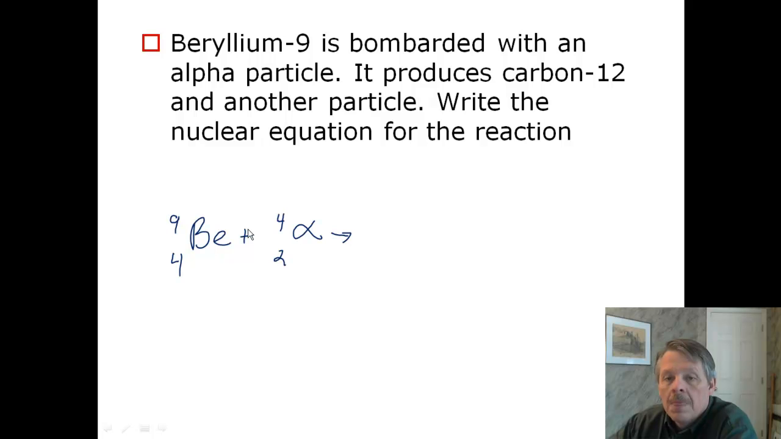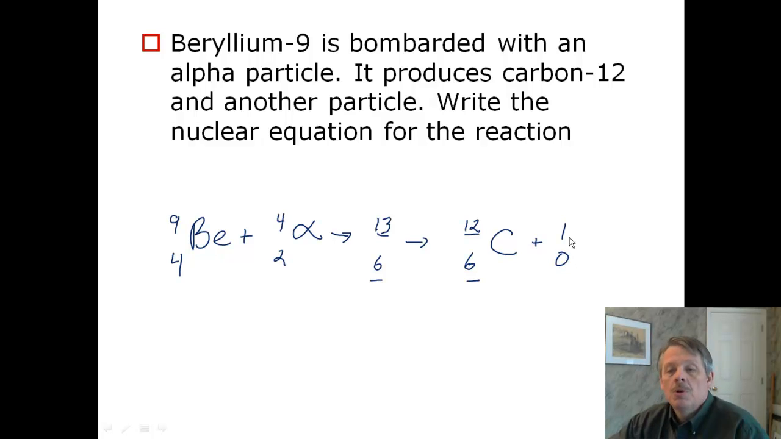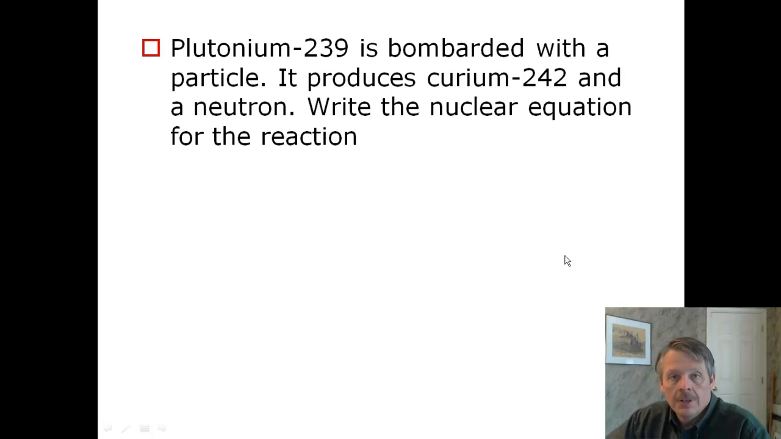Do you want to pause the video, see if you can figure it out? Okay, well, our total on the top is 9 plus 4, which is 13, and our total on the bottom is 6. And it tells us we're producing carbon-12. So there's carbon. Carbon is always number 6 on the periodic table. Well, the 6 is right, but the 12 isn't right, so I need to add an additional 1 up here. So if it's a 1 over a 0, there are no protons and a mass of 1, so that would be a neutron, if we think of what our particles are. All right? Let's try another one.